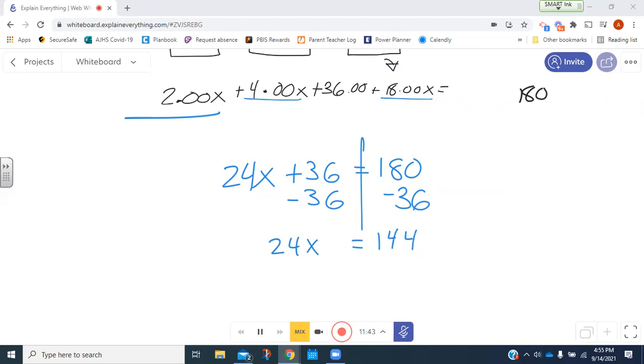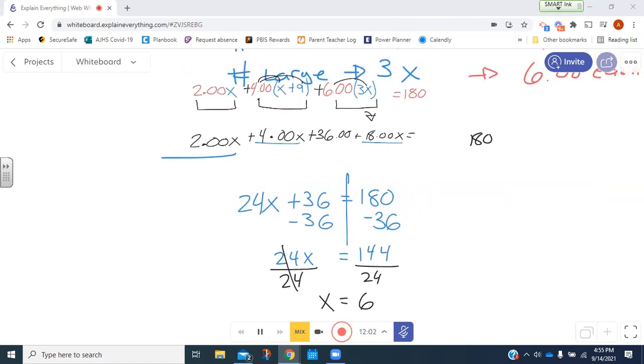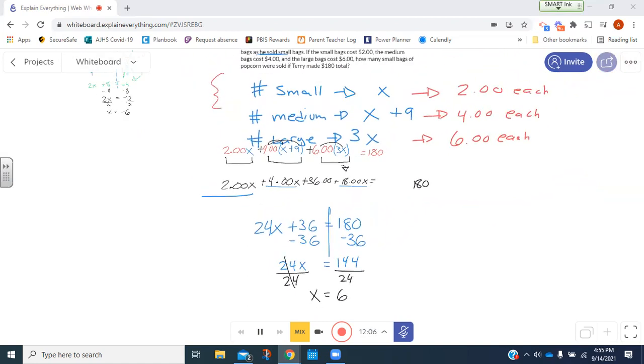Well, we know that we can divide both sides by the number that's out in front of x, so this is 24. And when we do this, this number goes to 1, which is good because that means on the left side, all that's left is x. And on the right side, 144 divided by 24 is 6. Right, so x equals 6. And again, x is our number of small bags sold.